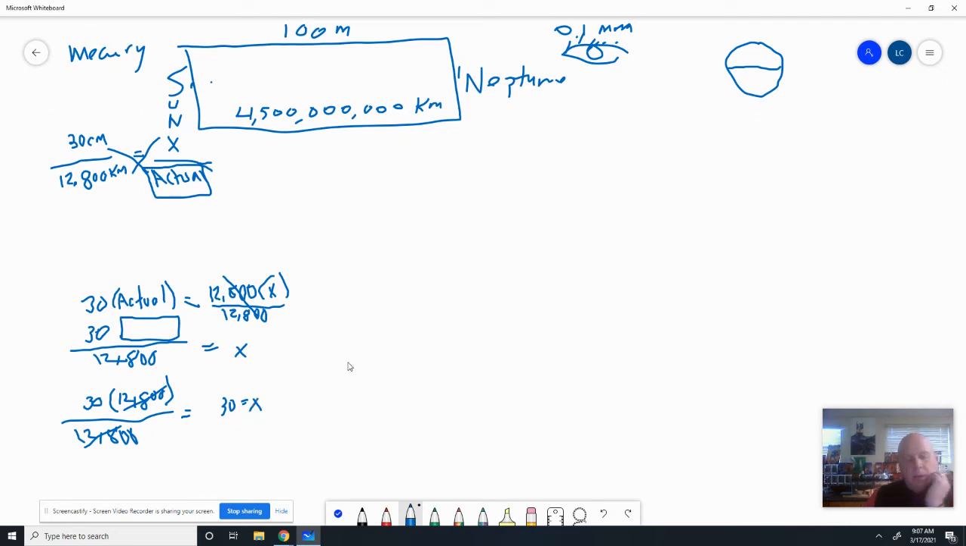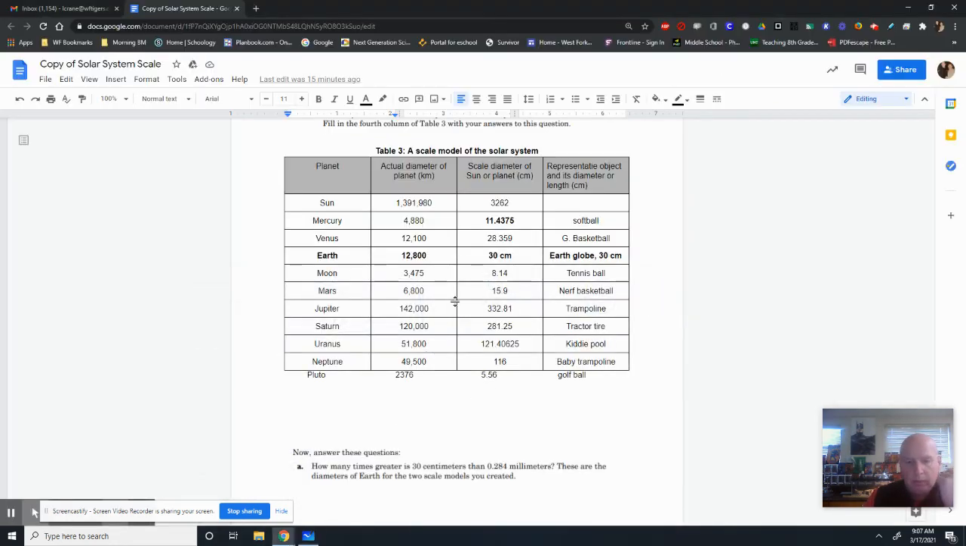Okay, so that makes sense. Looking at our graph, I said here's the actual. I'm representing it as 30, so 30 is my scale diameter in centimeters. I could put any of these numbers in here, in this column.